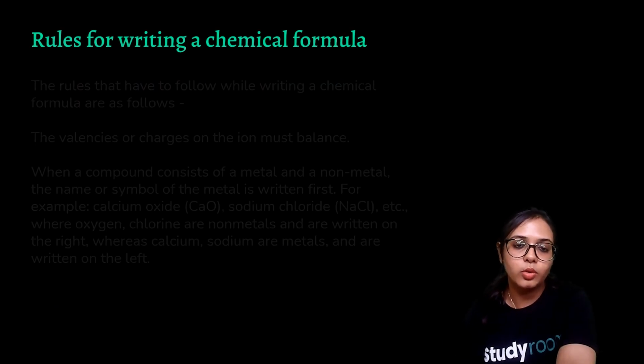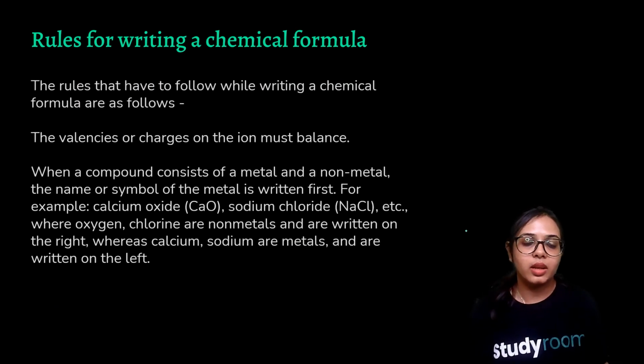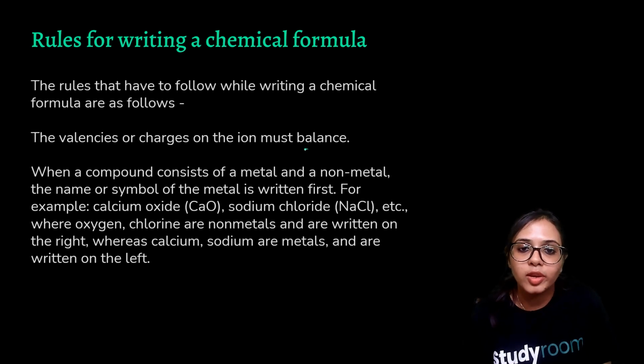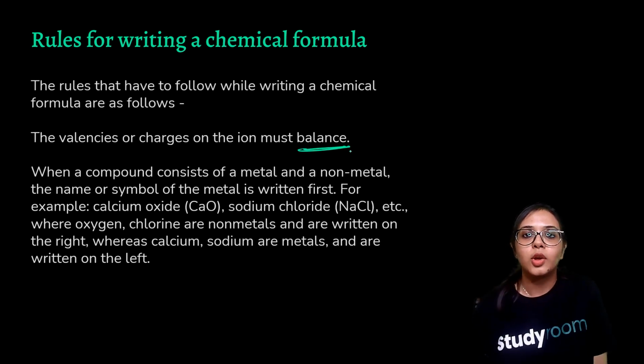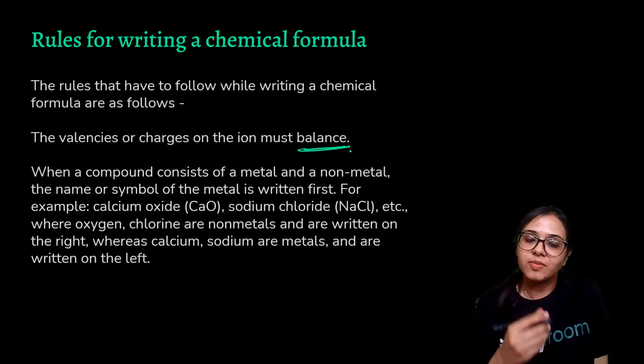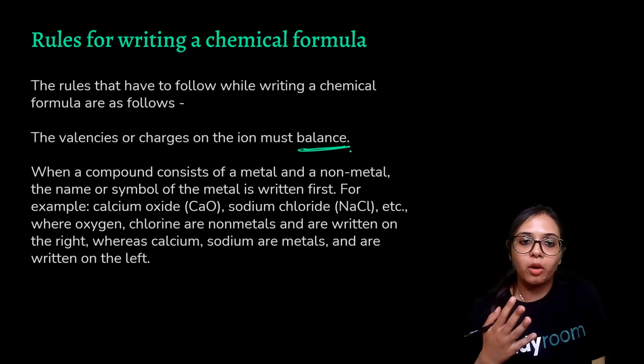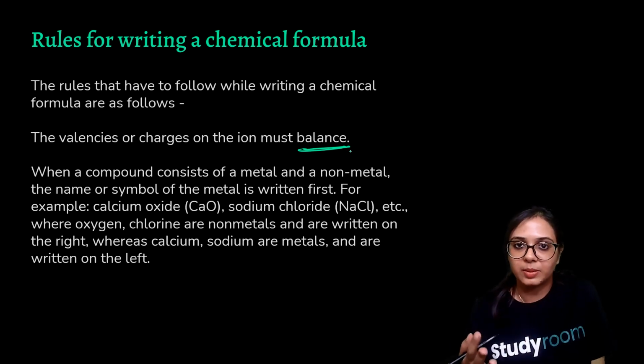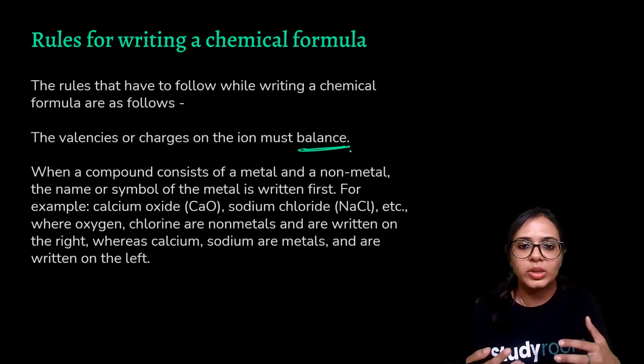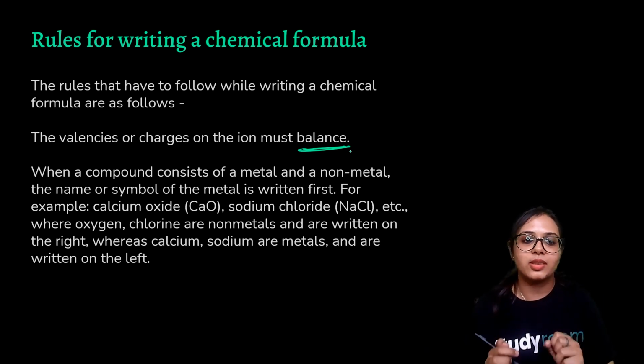Rules for writing a chemical formula. There are specific rules for writing the formula as well. Let's have a look. The valencies or charges in the ion must balance. Like I told you, the atoms are always in a state to find some stability, like we all are in life. So the atoms must come to that stable state. And how will they come to a stable state? An exchange of the extra charges will take place. The give and take of charges will take place, and that is how a balance will be maintained.